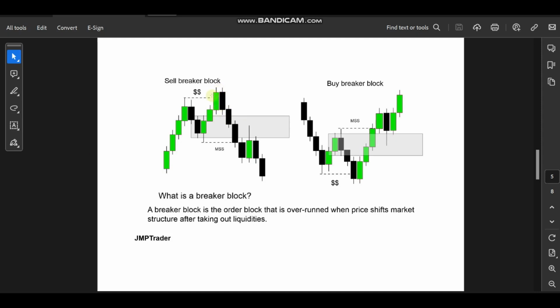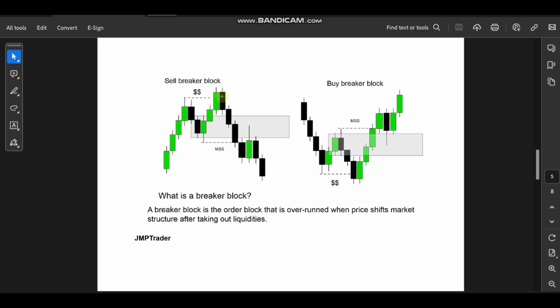Breaker block now closed above this guy and takes out liquidity. It mustn't mean that it will close above. It can use the wick to hunt the liquidity. Okay, you can use the full body. When you use the full body, you know we have a break of structure. Okay, now price down, and with this break of structure here, this black candle became the order block.